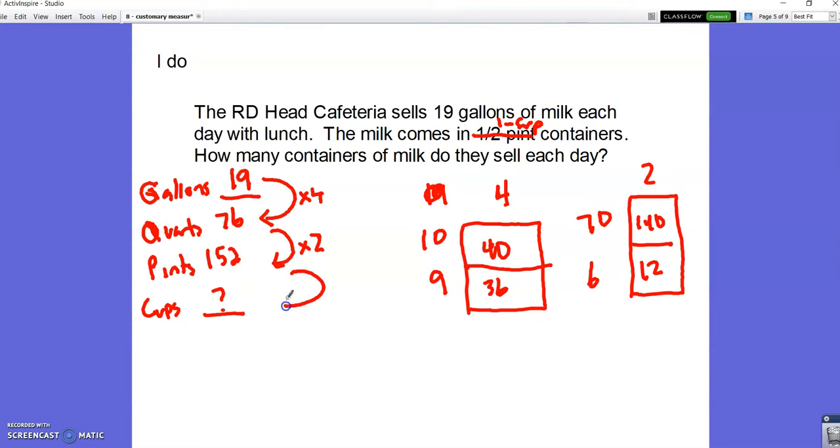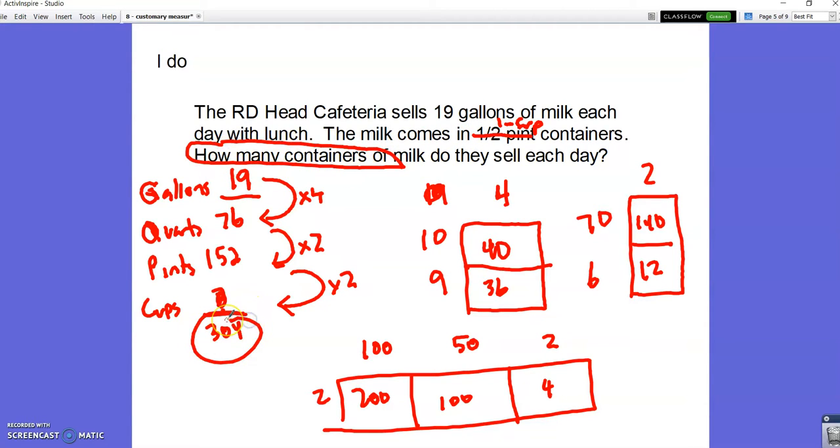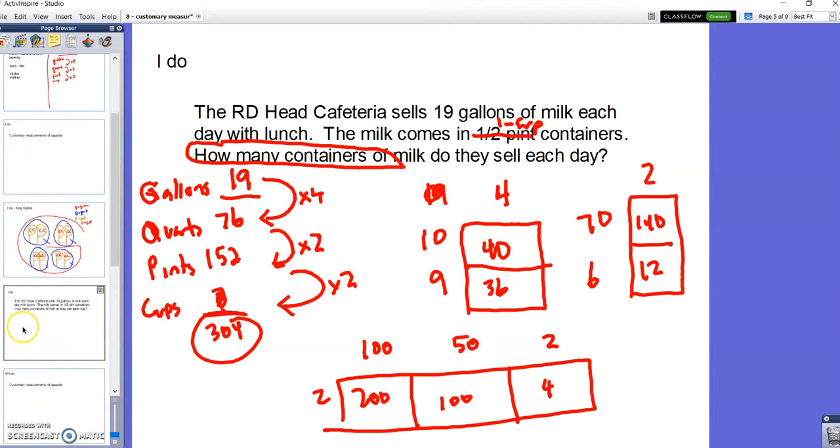And remember, each prince and princess had 2 cats. So multiply pints times 2 to get cups. And we have, big one, 152 times 2 is 200, 104. So if all those 19 gallons come in 1 cup containers, looks like the number of containers they sell every day is 304. Which seems about right. That's about half the school buying milk. That's probably about right.